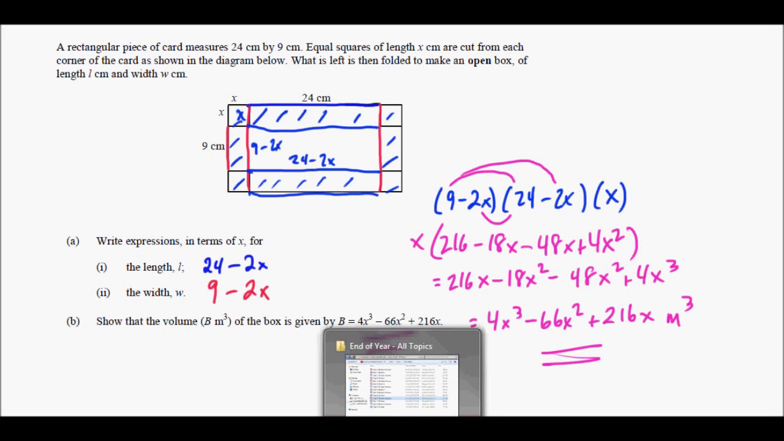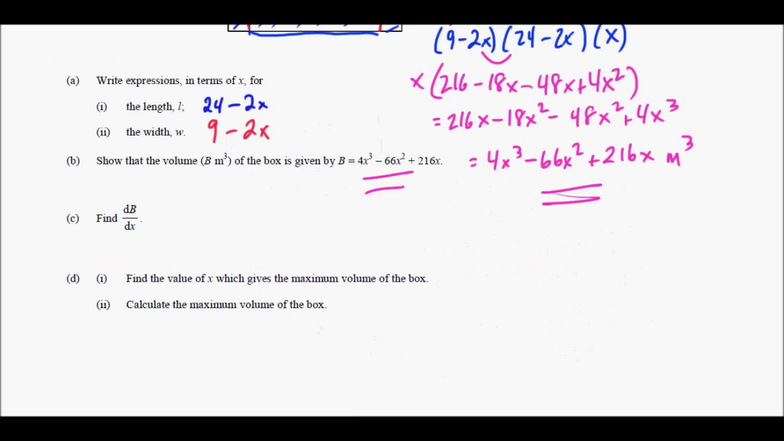Okay. Now, let's scroll down here. Hold on. Okay. Now it says find dV by dx. Okay, so we're just finding the derivative here. So what this is going to be is 3 times 4 is 12x squared minus 132x plus 216. Okay, so at this point, hopefully you guys are experts at taking the derivatives. Okay, find the value which gives the maximum volume of the box.